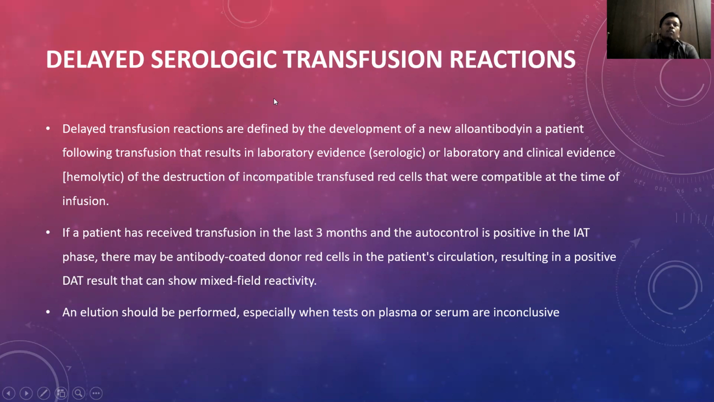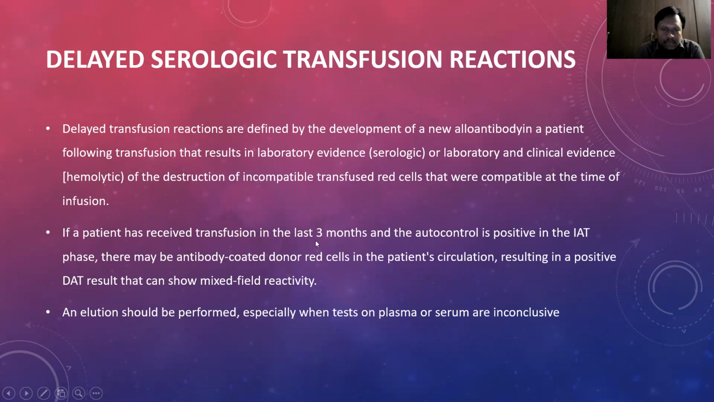Another we come across is delayed serological transfusion reactions. Delayed transfusion reactions are defined by the development of a new alloantibody in a patient following a RBC transfusion that results in laboratory evidence and clinical evidence of destruction of incompatible transfused red cells that were compatible at the time of infusion. So this occurs after a compatible transfusion has been done.